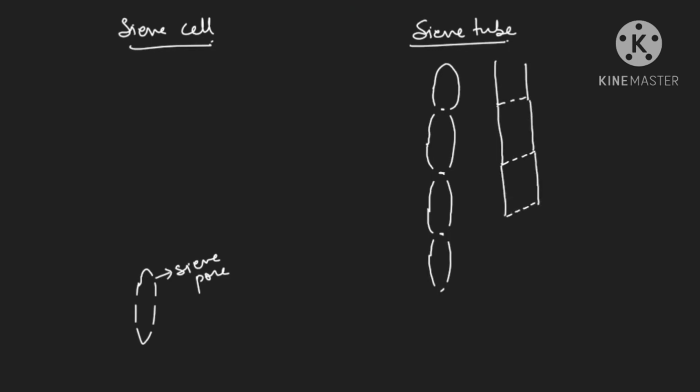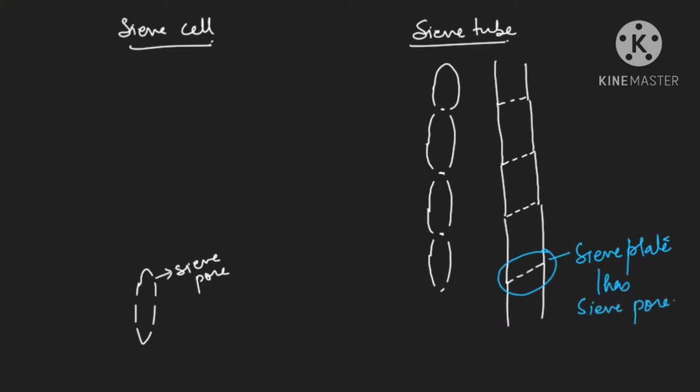And these sieve pores come in the form of a plate, so it is known as sieve plate. Check carefully, I'm drawing it oblique. So they have oblique perforation septa, which now work as sieve plate. So this area is known as sieve plate, and we say sieve plate has sieve pores. Is it clear?